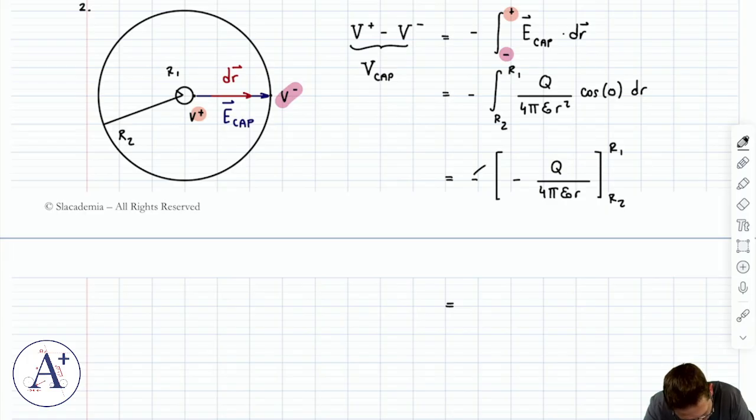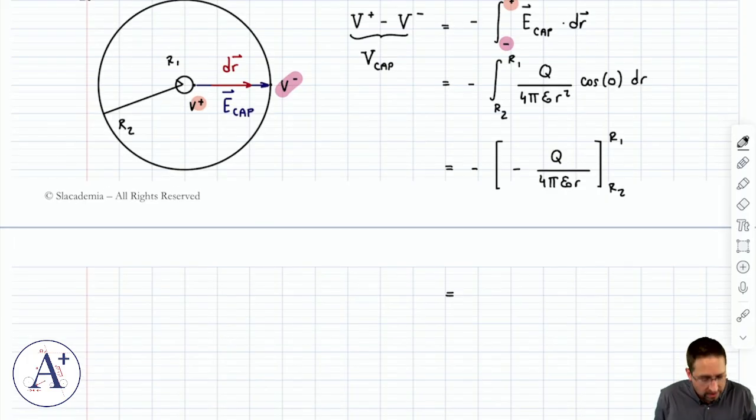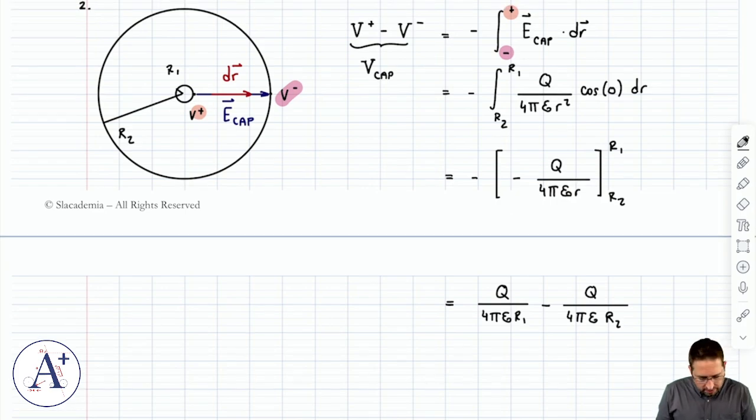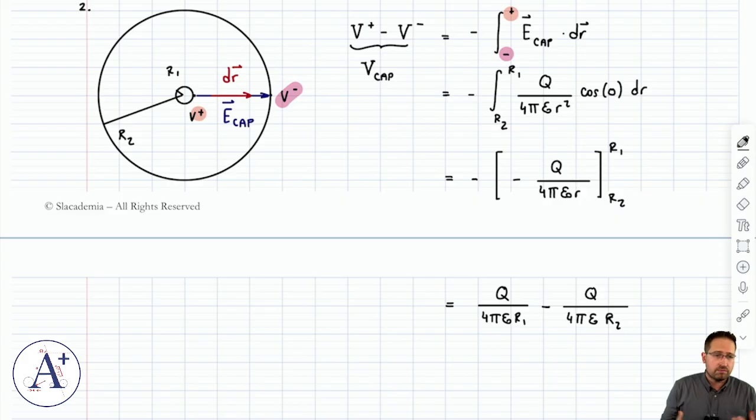If you absorb this inside, it's going to cancel that minus. And so I'm just going to get Q divided by 4 pi epsilon naught R1 minus Q divided by 4 pi epsilon naught R2, which is a positive quantity because R1 is smaller than R2, meaning that this denominator is smaller than this one and the first fraction is bigger than the second, so the difference is positive. So that is V cap.